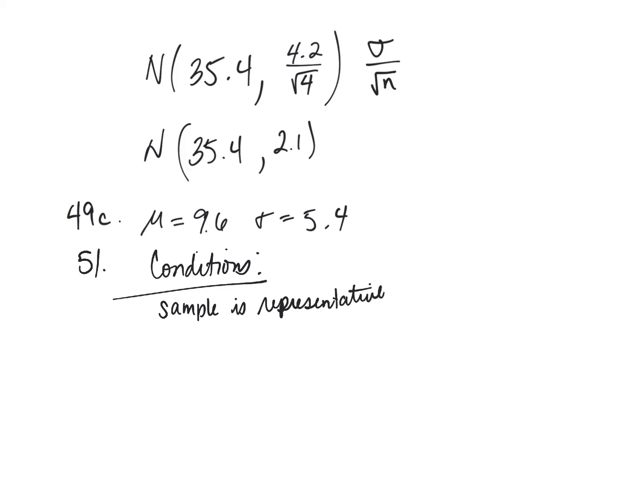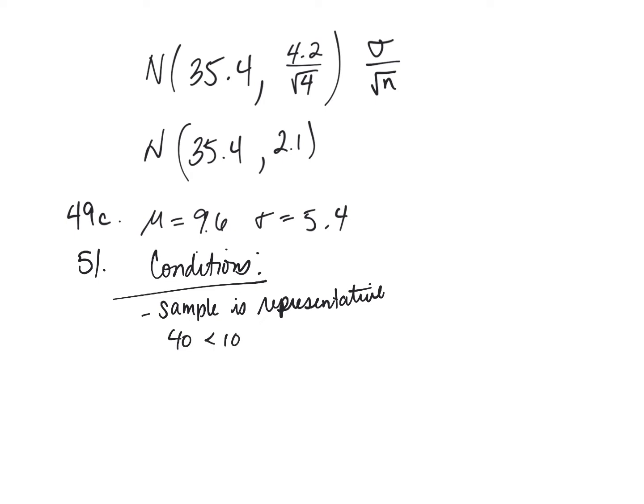And don't say it's representative when it's actually a random sample. If it says a random sample of this, you need to say the sample is random, not representative. Representative is our default when we can't say it's a random sample. So the sample is representative.